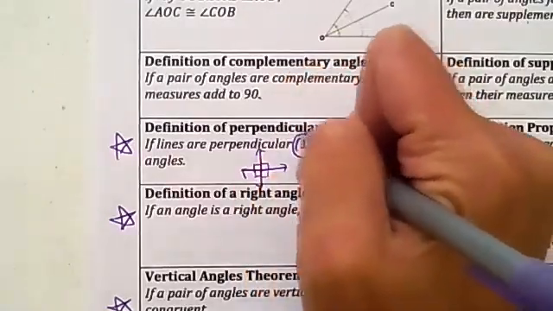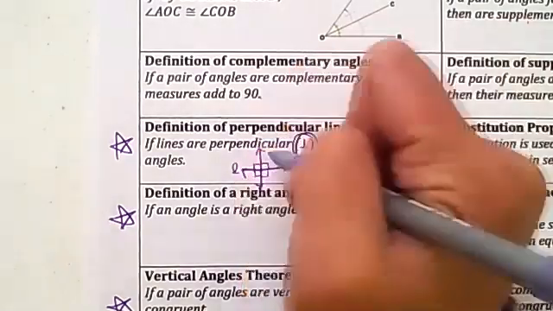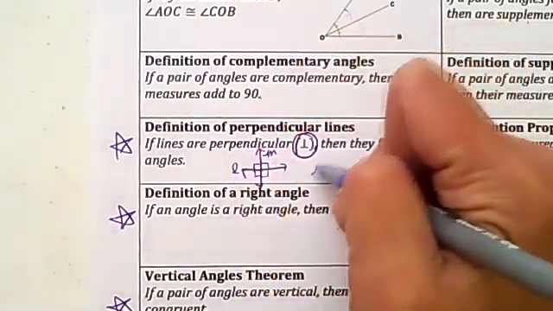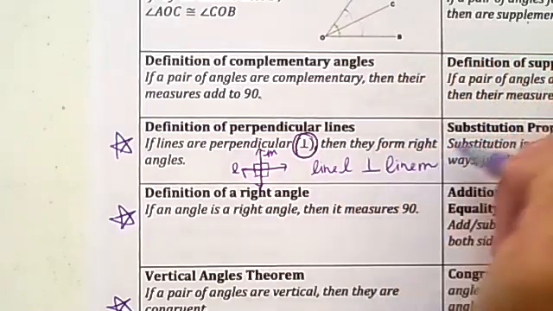This is the symbol for perpendicular. It's an upside down capital T. So it might be like this, watch, I'll label these. I know this is really small, but if I said line L is perpendicular to line M.